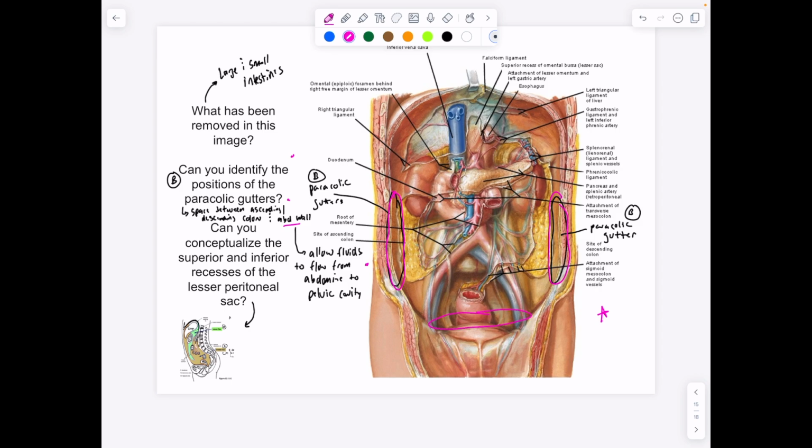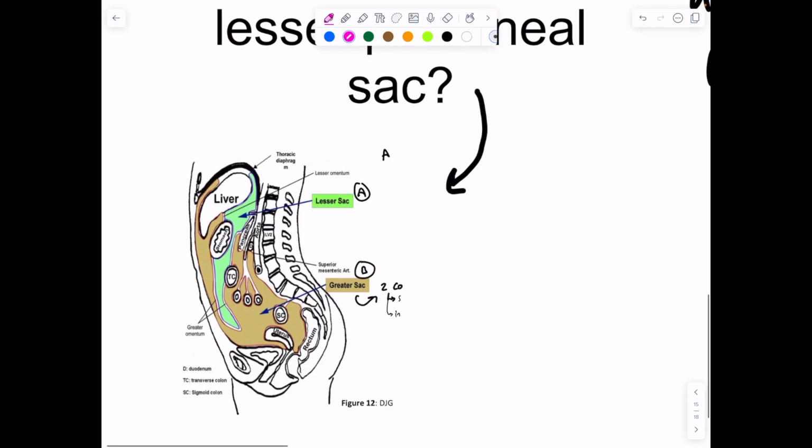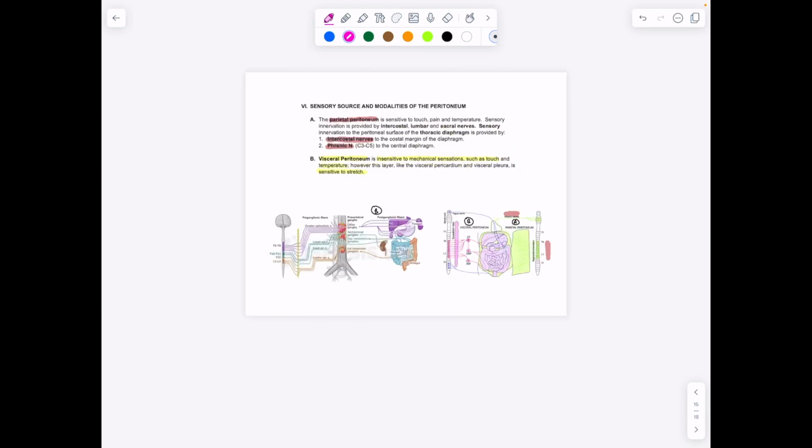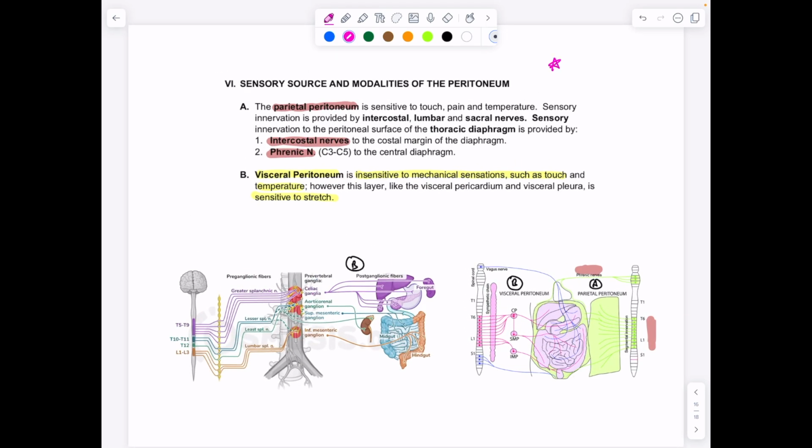All right, can you conceptualize the superior and inferior recesses of the lesser peritoneal sac? Well, here's the lesser peritoneal sac. Superior recesses are going to be up here, inferior down here. This wasn't really mentioned in lecture, and they said that they would expand on it in the future, so we look forward to that. All right, this wasn't from the lab slides, but I wanted to add this.